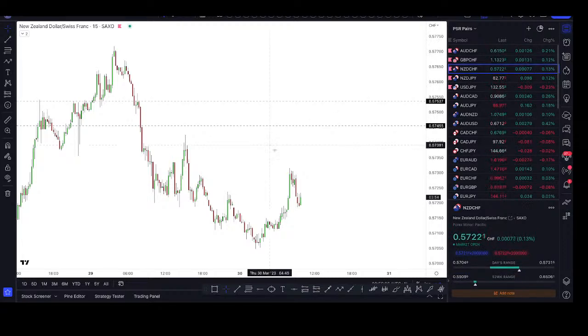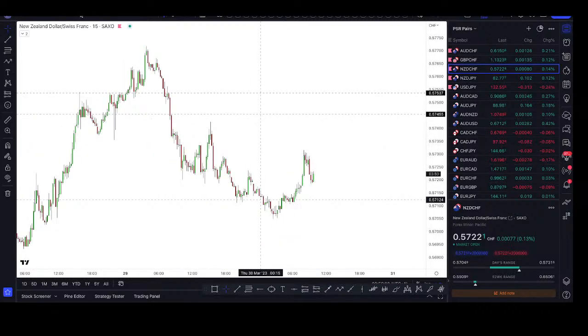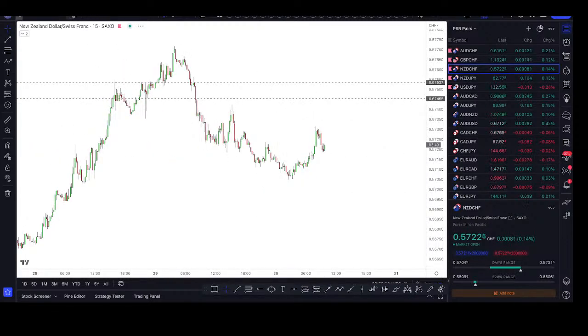Nope, so NZD-CHF hasn't pulled back. It might just be holding this level here. But NZD-CHF, I'm going to go to the 1 hour time frame so you can see what I'm looking at, to make it clearer for you.